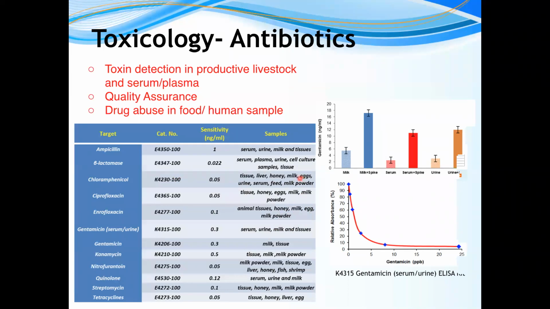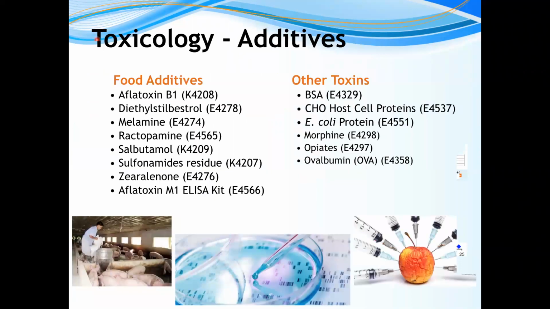So the next category that we have in the toxicology product line is the ELISA kit for different types of additives. So here we have food additives. Some of the common targets are listed here, and then there is a very wide range of other toxins that we offer, and it's gaining a lot of attention these days.